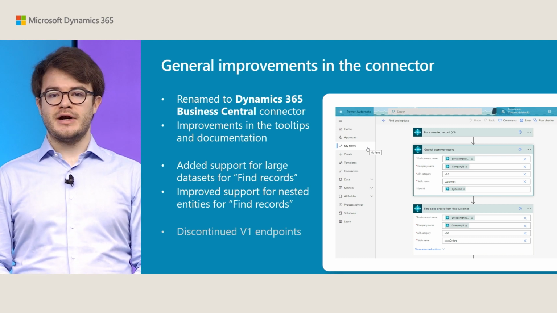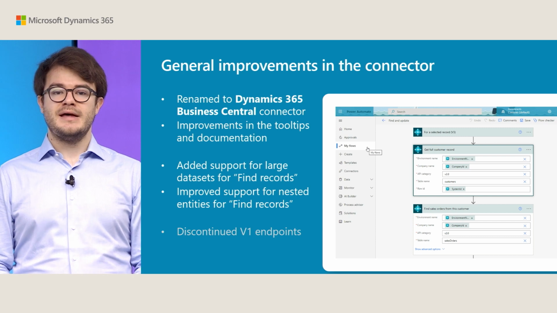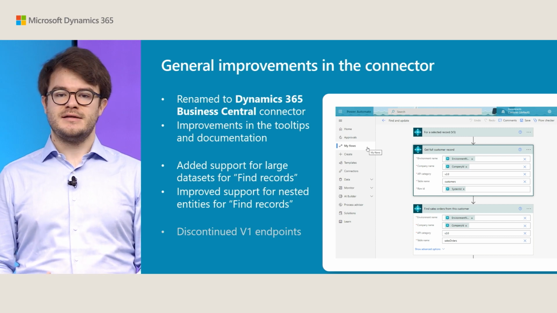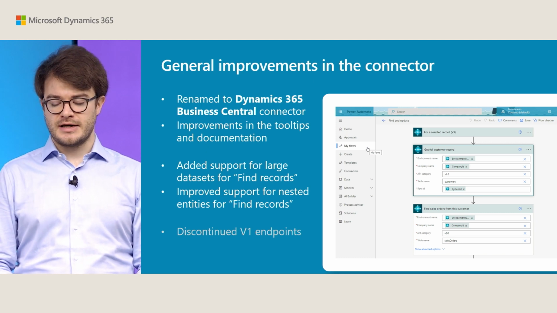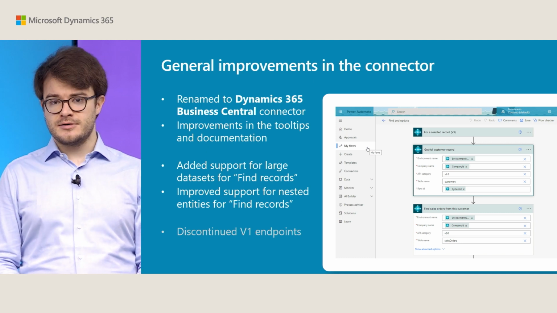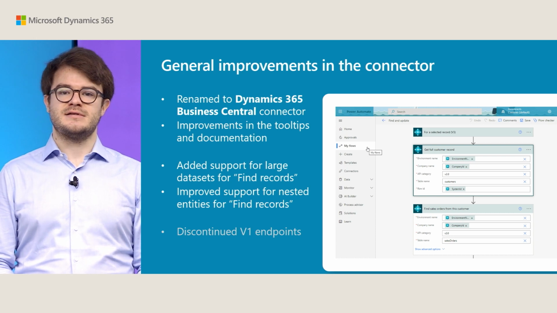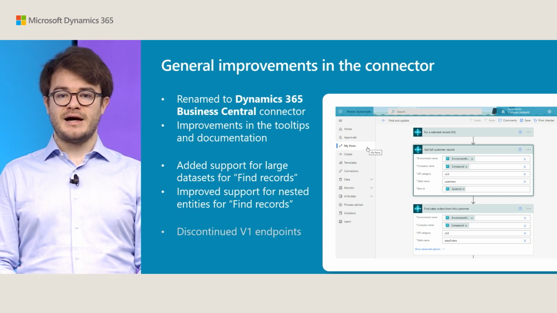And first of all, we are constantly improving our documentation, and we want to make both the tooltips and the description and the documentation better for users and also for partners that use our connector. This also includes renaming the connector to the full name of the product, which is Dynamics 365 Business Central. Other than that, we've added also some improvements in particular on the find records action.